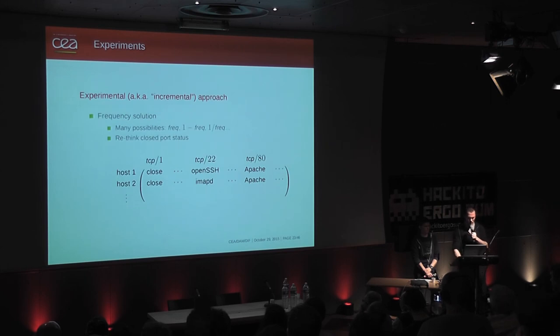So what we did was try a frequency solution. Basically, beyond your scan, beyond your whole scan, you'll just check the frequency of occurrence of one service, like OpenSSH. So it will be really common on port 22. And when you have one host with an IMAP daemon working on port 22, this is really uncommon. So if you put the frequency, this is what you get. I put 0.99 for the TCP one because most of the time this port is closed. And if one time one host had this port open, this will be really uncommon. So the algorithm will find that this is uncommon and will highlight this.